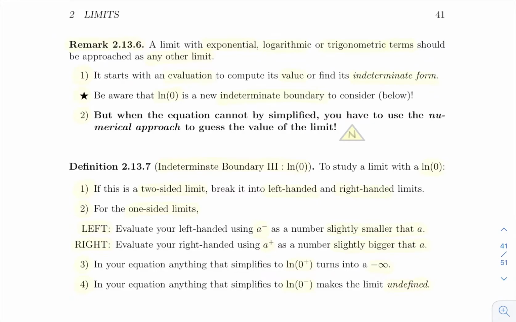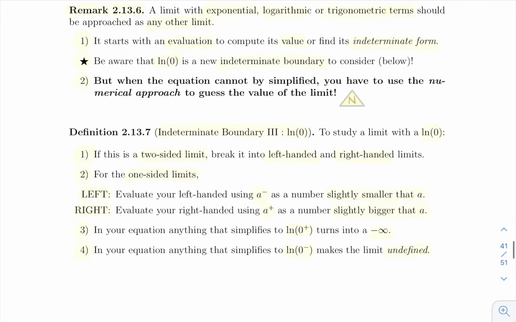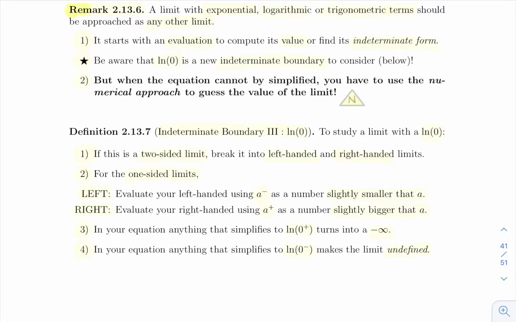Hello everyone, and now it is time to compute some limits with transcendental functions. As I've mentioned a little bit already, we're going to start this video with this remark. If you have to compute a limit with exponential, logarithmic, or trigonometric terms, you should really just approach it as any other limit. It starts first by evaluating your limit at a number or at plus or minus infinity, depending on your question.